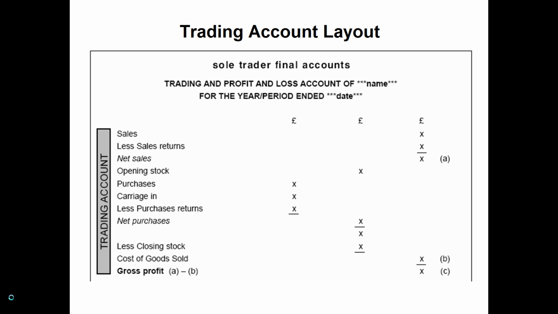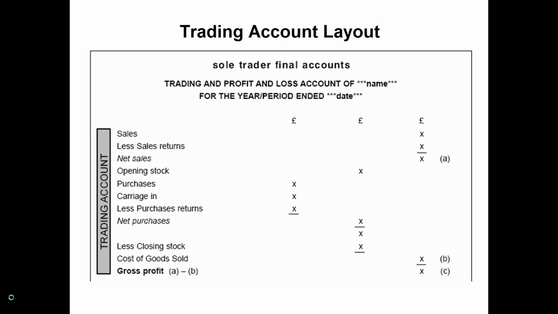So net purchases, there's a couple of ways of working out net purchases. In this example, it's purchases, and it's got carriage in, which is carriage inwards, and that is the delivery cost on buying or transporting the purchases we've bought during the period to the business. So it's like delivery cost, but it relates to stock coming into the business. So that is a cost of the sale. So it's a positive value. It's added to the purchases.